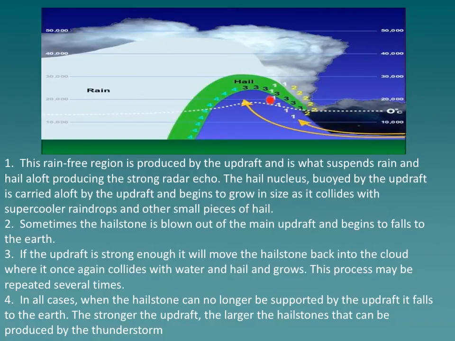Eventually, the hail gets so heavy that the updraft can't keep it up in the air anymore, and it falls to earth. The stronger the updraft, the larger the hailstones. And the hailstones can cause significant damage. There have been reports of hailstones the size of dimes or even the size of golf balls, and they could dent cars, break windows, and seriously hurt people.